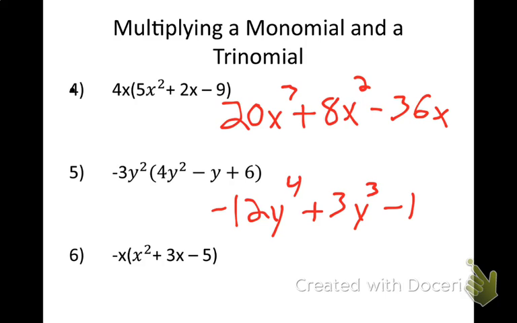Minus 18y squared. And for the hat trick, negative 1 x cubed. So just negative x cubed is fine. Okay. Minus 3x squared plus 5x.